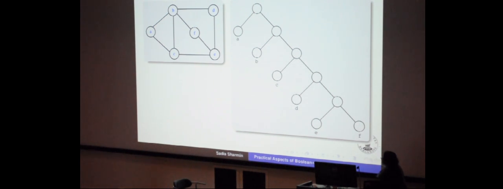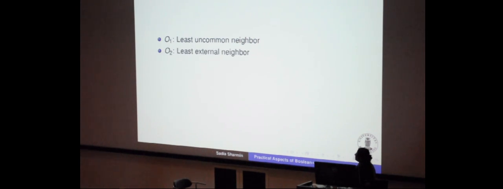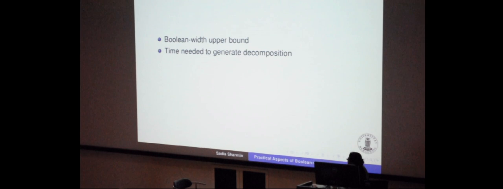So to evaluate this decomposition, we try different vertex ordering. Taking the vertex, we have least counting neighbor with already selected vertices, least external neighbor with the already neighborhood, and this Boolean dimension, that is the same as the Boolean. So we experimentally tested this approach, and there are different measures that we can compare this ordering: the Boolean upper bound, and time needed to generate the decomposition, and the time for dynamic programming using this decomposition.